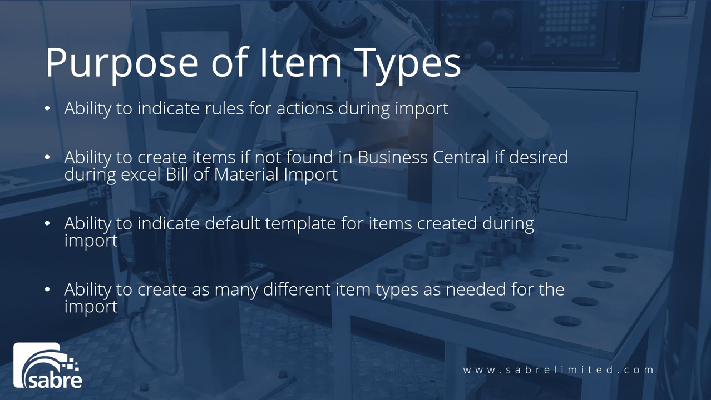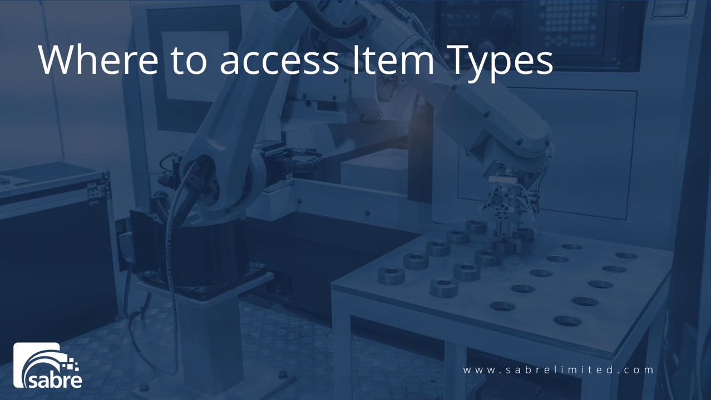If you had raw materials that you wanted created in pounds, if you had raw materials that you wanted created in inches, if you wanted certain items to not create at all, you would have the ability to set up these unique item types, and then during your import you're going to tag the line with the item types so that you could, again, tell the system what those rules are.